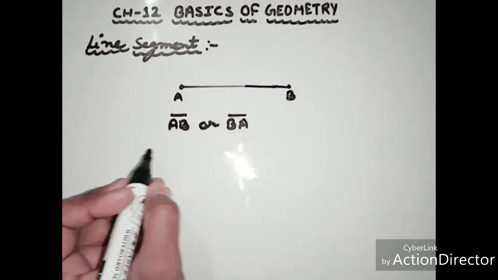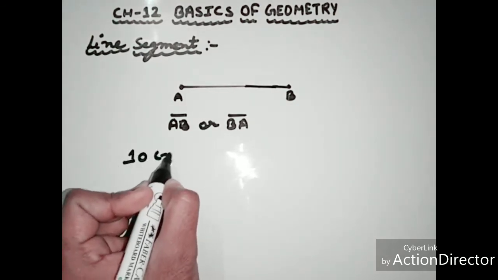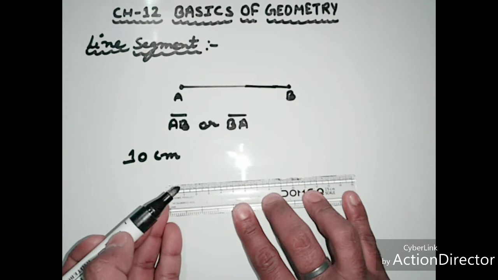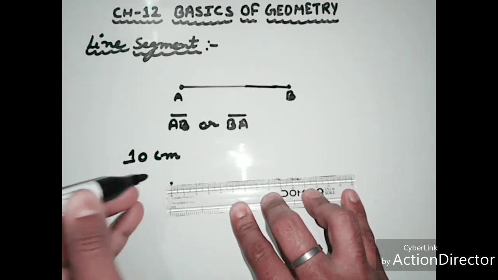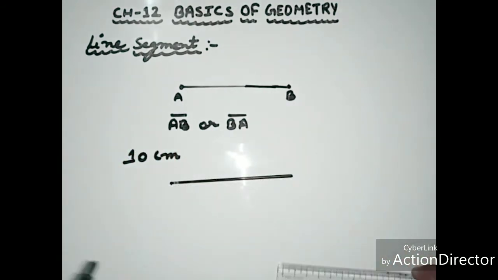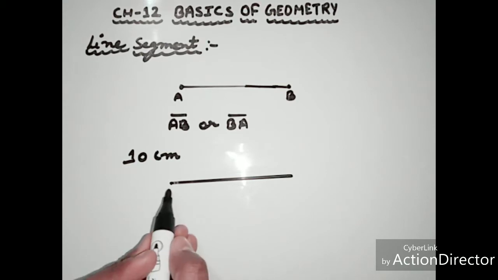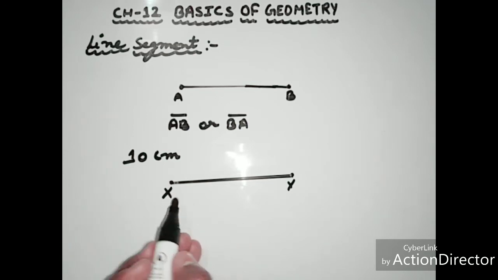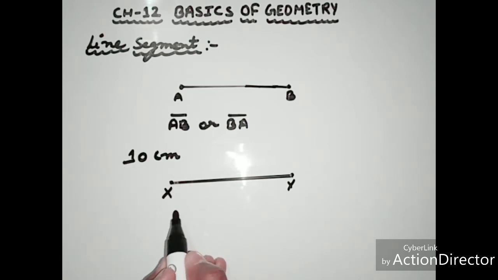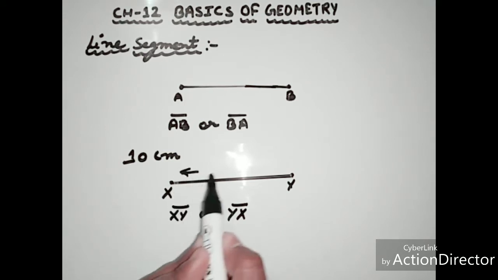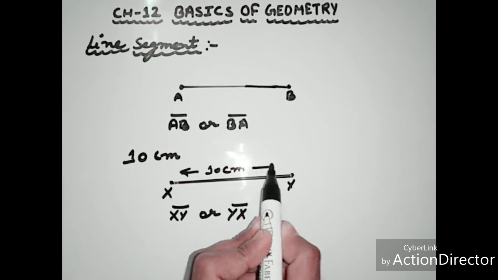Now here we will draw a 10 centimeter line segment. First we will mark 2 points, first on 0 and second on 10. Now we join these 2 points and give them the names X, Y. And the name of this line segment is XY or line segment YX. And the total length of this line segment is 10 centimeter.